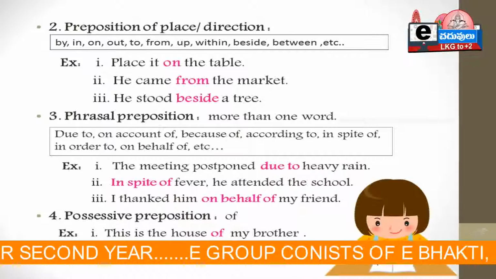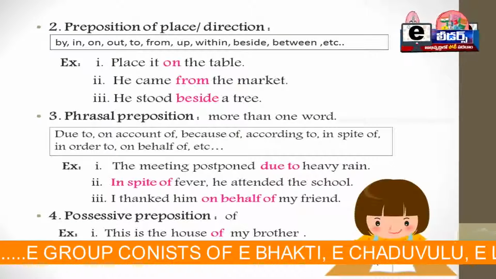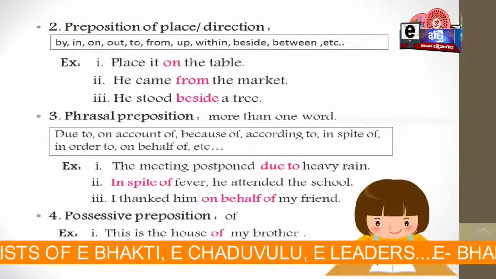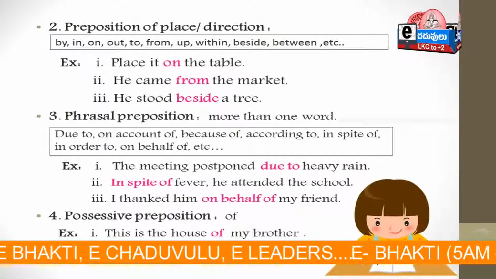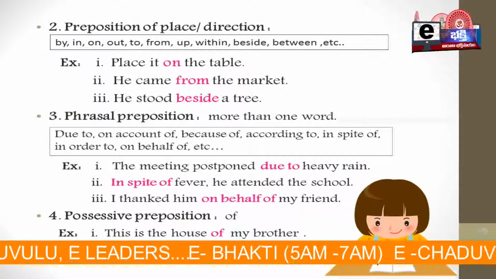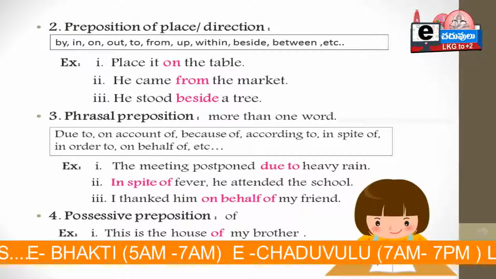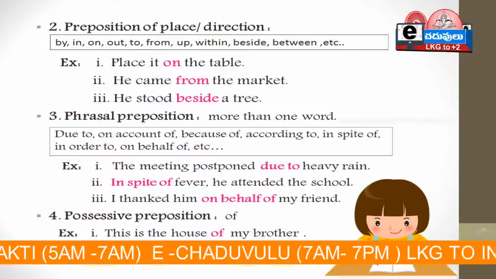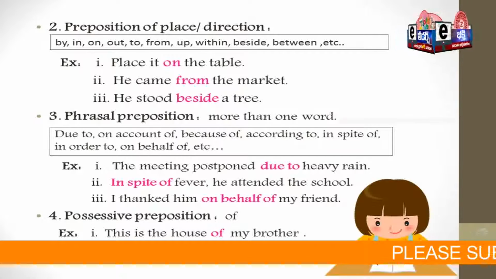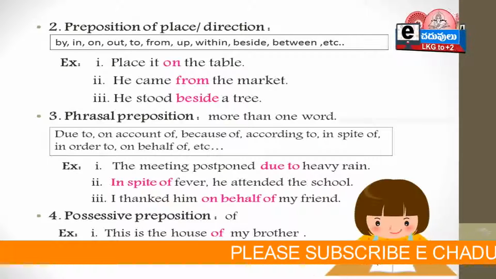Now, phrasal prepositions. More than one word is used as phrasal prepositions, like due to, on account of, because of, according to, in spite of, in order to, on behalf of, etc. The meeting was postponed due to heavy rain. In spite of fever, he attended the school. I thanked him on behalf of my friend. So these are the examples for phrasal prepositions.